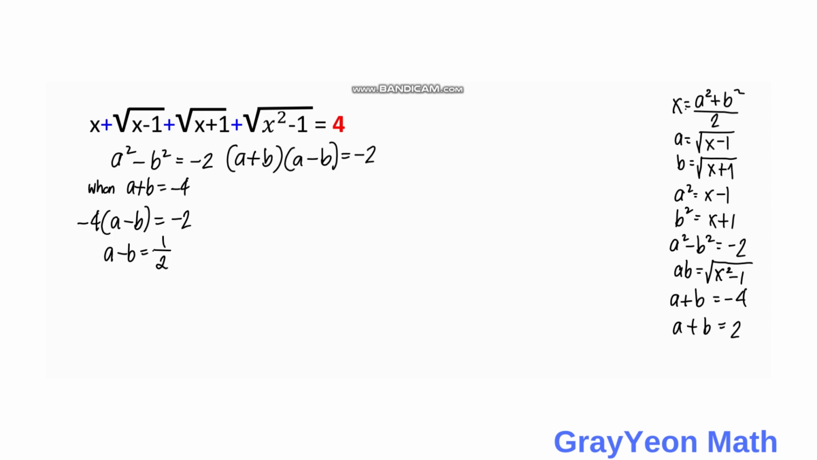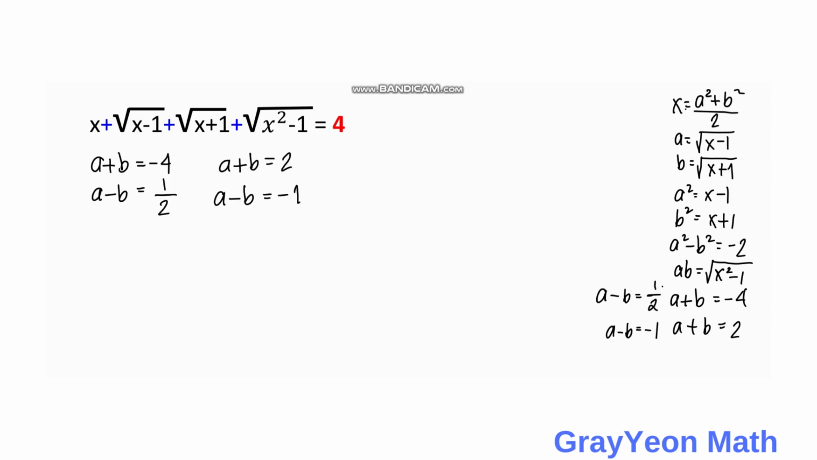And for the other case, we have a plus b is equal to 2. Then we have 2 times a minus b is equal to negative 2. Then therefore, a minus b is equal to negative 1.